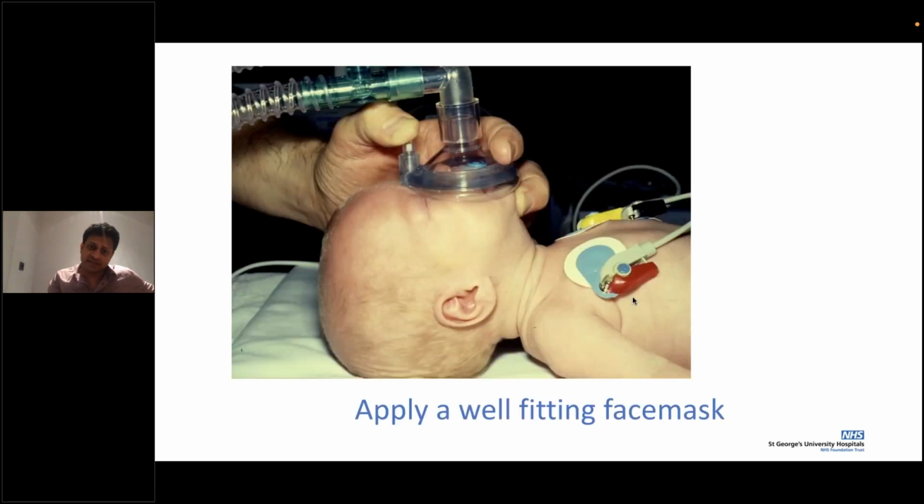This is a slide, again, that I've taken from an analyst. Essentially, make sure there is a neutral position, a good seal around the mouth, and a good jaw thrust. Note that you're not pressing on any of the soft tissue areas. The middle finger is at the chin level, giving you effective chest expansion.